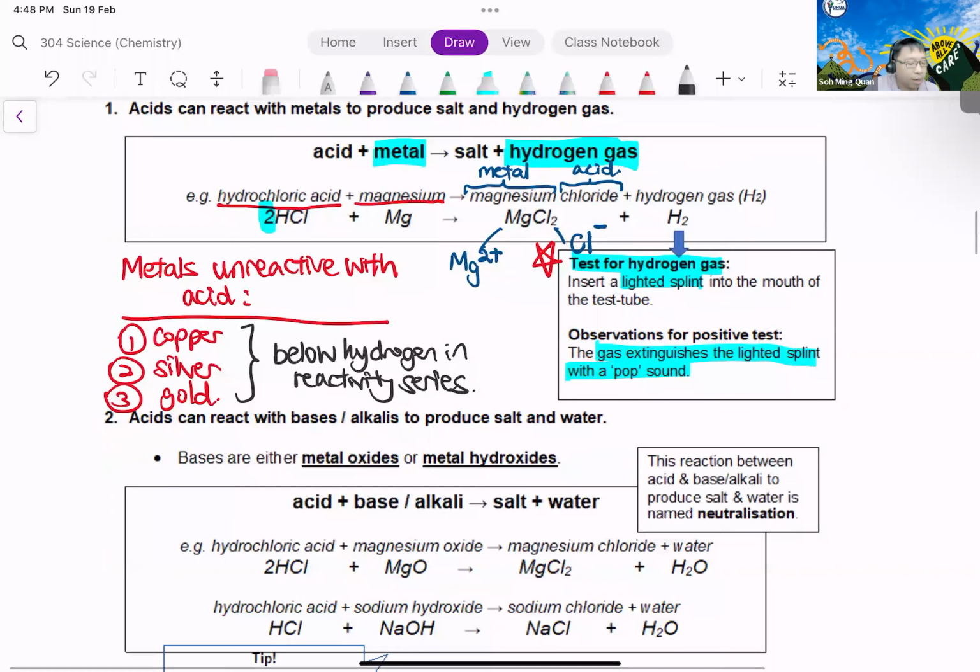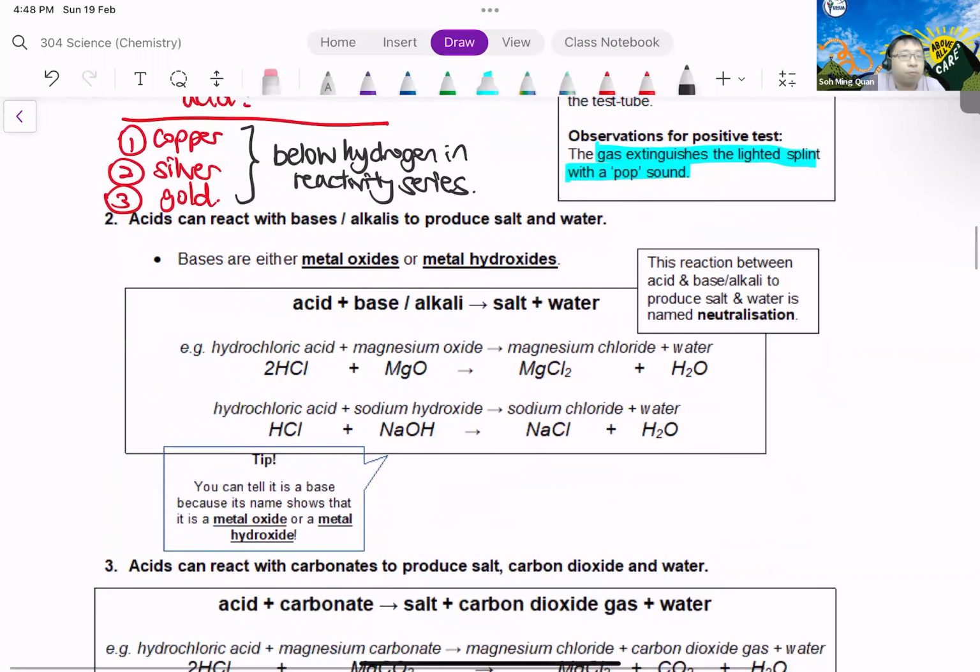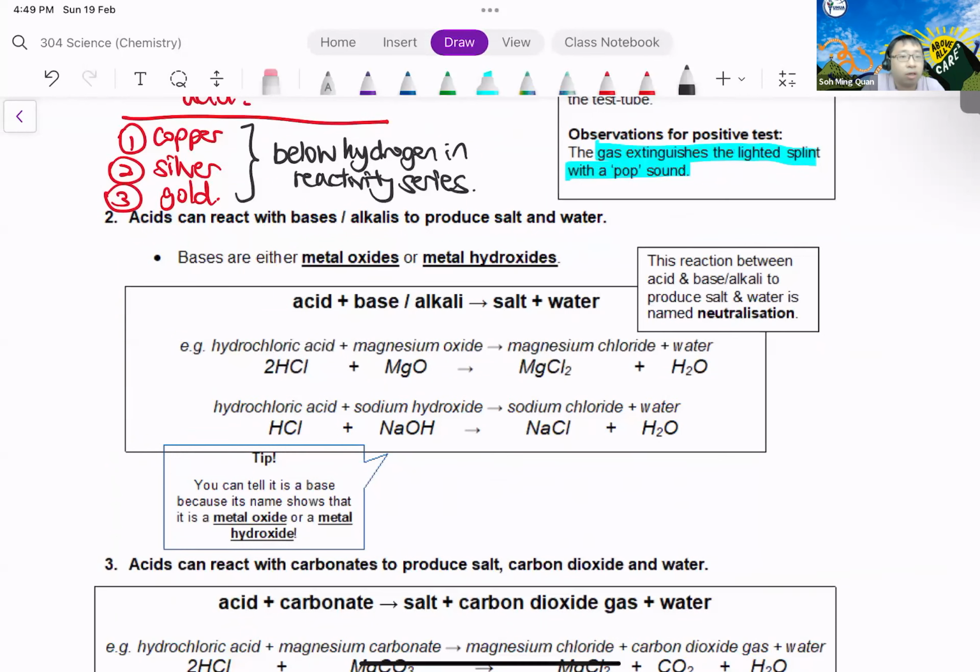Okay? Now, second reaction. Acid reacts with base to produce salt and water. So what is a base? Base is basically metal oxide, metal hydroxide. So from the name, you can tell, right? The question will give you the name of the chemical, right? So you read sodium hydroxide. Sodium is a metal, hydroxide. Sodium hydroxide is a base. So immediately you know, okay, sodium hydroxide is a base, therefore it's this reaction, not acid plus metal. It is this reaction, acid plus base, because it's a hydroxide.